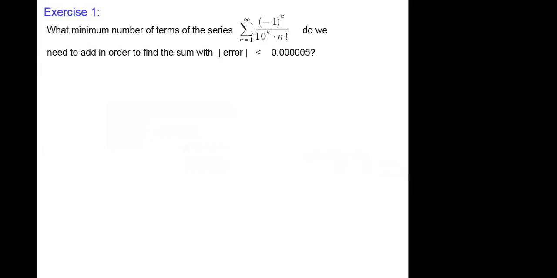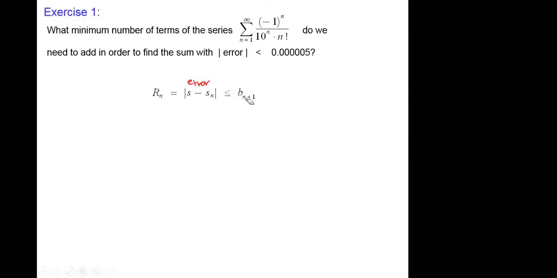Enough of proofs. Let's actually look at your exam type, quiz type, assignment type question. What minimum number of terms of the series (-1)^n over 10^n times n factorial do we need to add in order to find the sum with the error less than 0.000005? We probably think it's crazy, but let's see. This is what I have. This is the error.